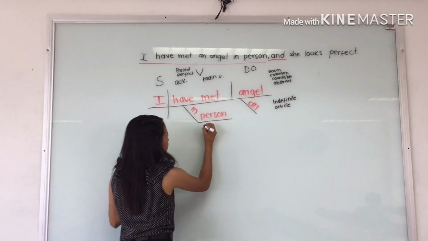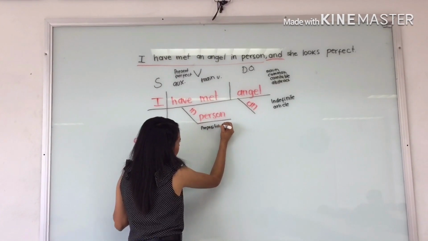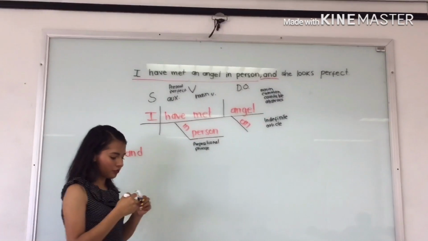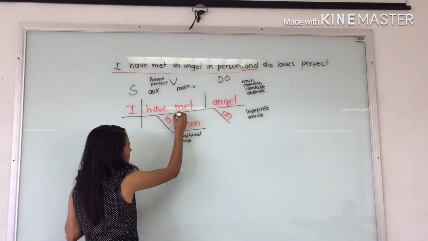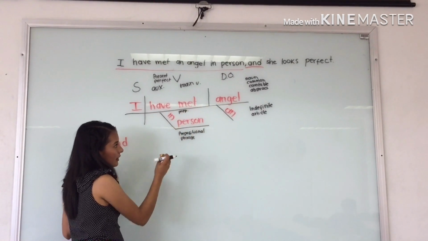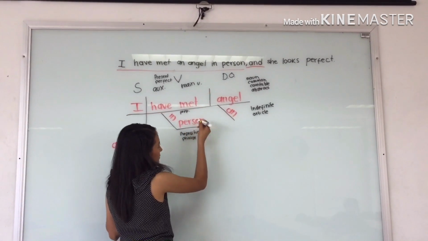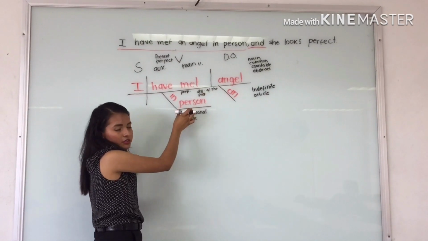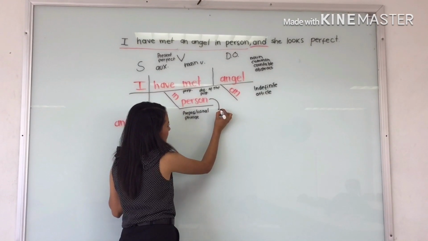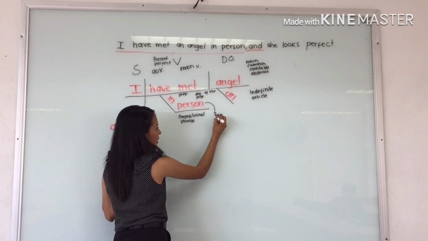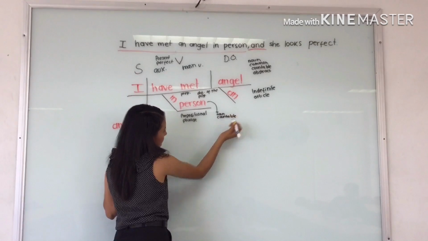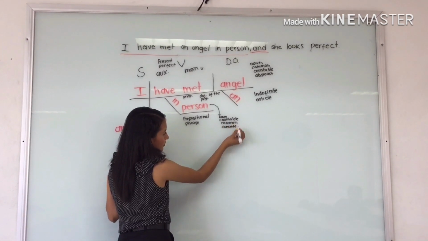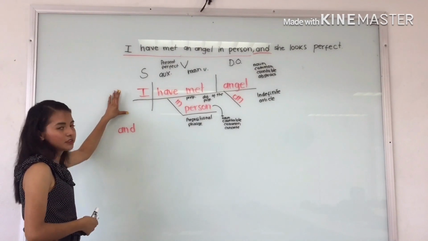And here we have our prepositional phrase. And the prepositional phrase has two things: a preposition, that in this case is in, and an object of the preposition, that in this case is person. This is our object of the preposition. And also person is a noun, it is countable, it is common, it is concrete. So here we have our first clause, our main clause.